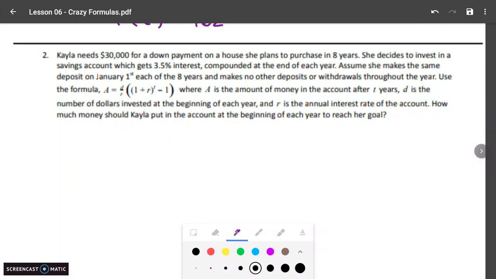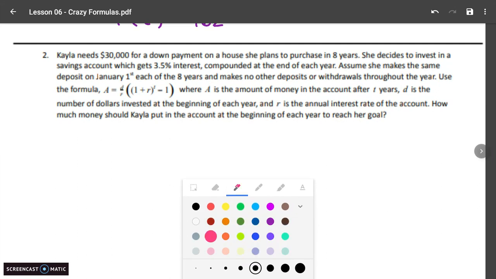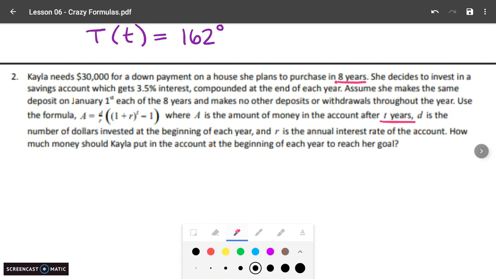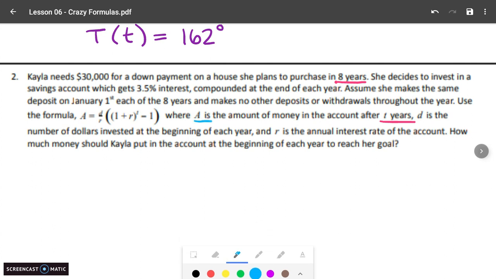Okay, so when I go through this here, I'm going to take a moment and target all of those pieces again. So we know that A is the amount of money in the account after t years. T years, we got 8 years, and A is the amount of money in the account. We need $30,000 for this down payment.